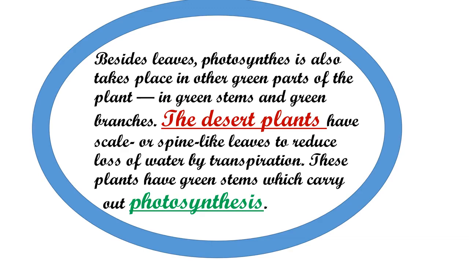You know, besides leaves, photosynthesis also takes place in other green parts of the plant, in green stems and green branches. The desert plants have scale or spine-like leaves to reduce loss of water by transpiration. These plants have green stems which carry out photosynthesis.